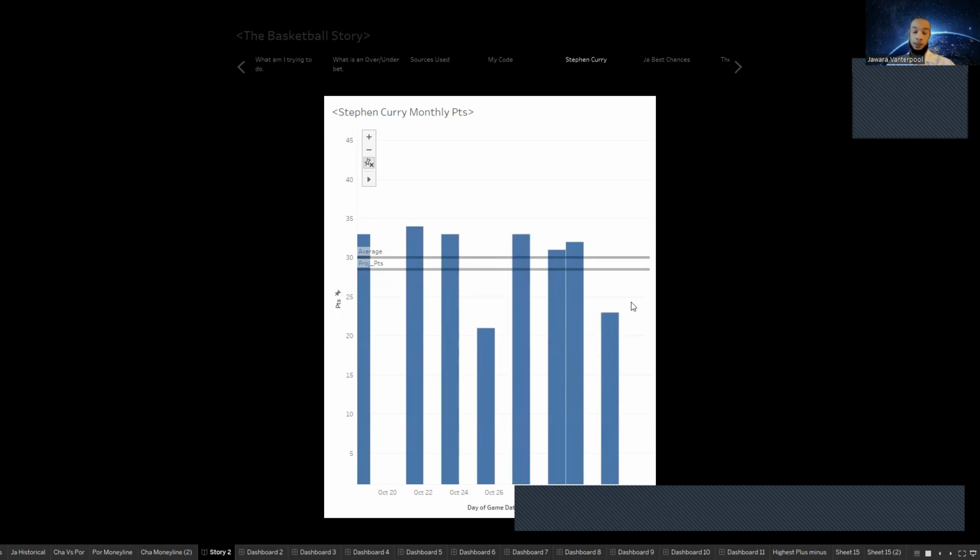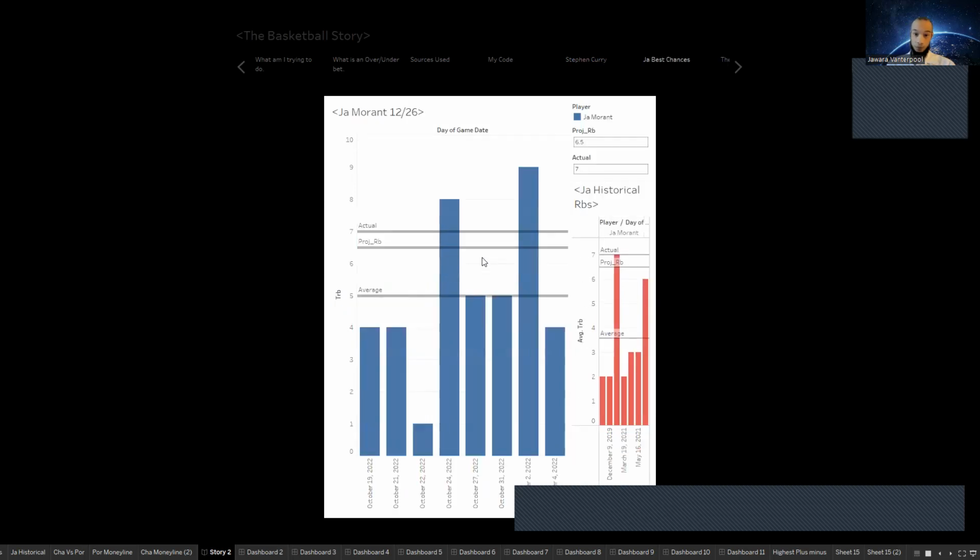Now, if you look, he's hit this mark 6 out of 8 times, which is a 75% rate. Initially, I wanted an 80% rate. If I personally want to make a bet on anything, I want 80% or above. So 75% wouldn't be good enough for me personally. But let's move on to a graph where they do have better percentages, which is Ja Morant.